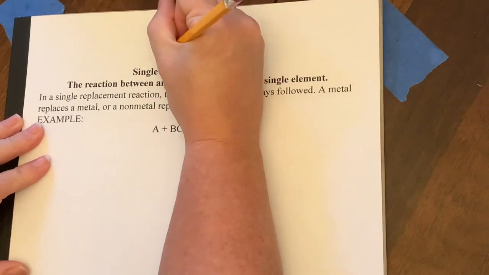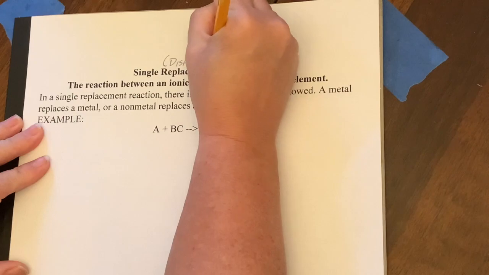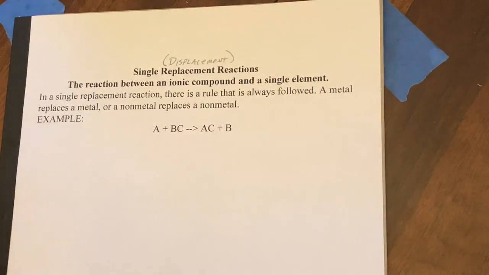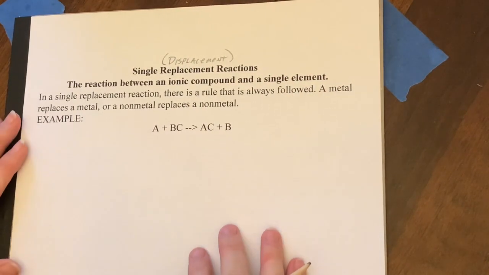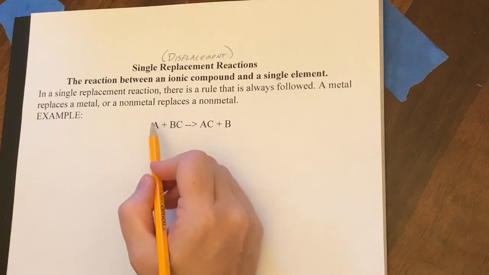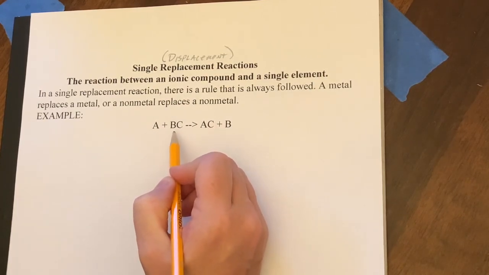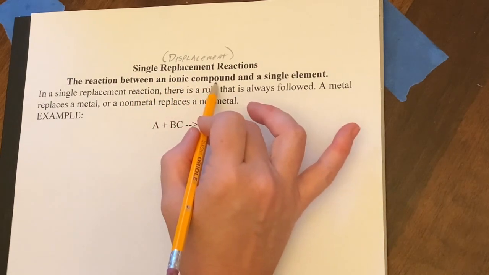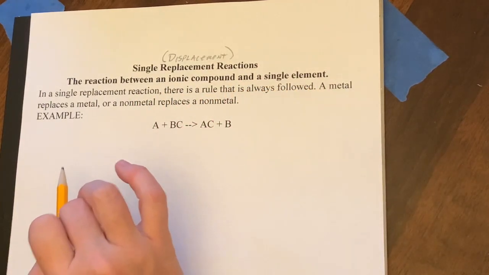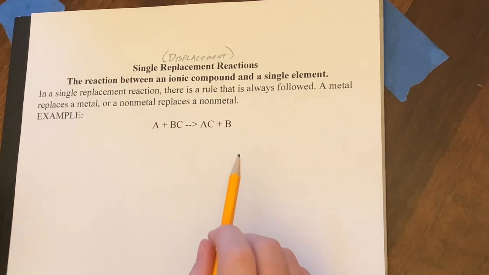This is also known sometimes as displacement. It really just depends on the textbook or the worksheet that you're working on. You know that you're dealing with a single replacement because you will have a single element and then an ionic compound. Okay, so it is the reaction between an ionic compound and a single element.